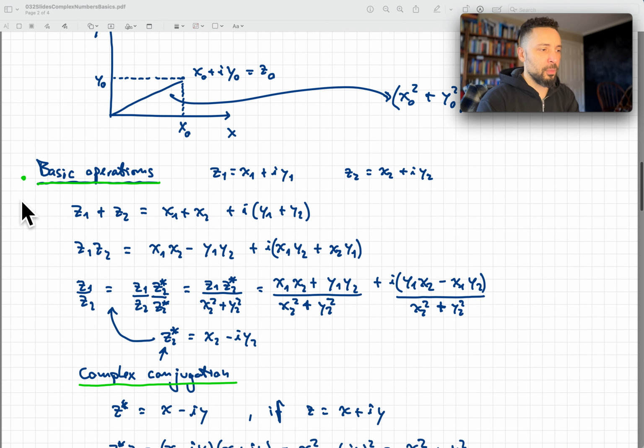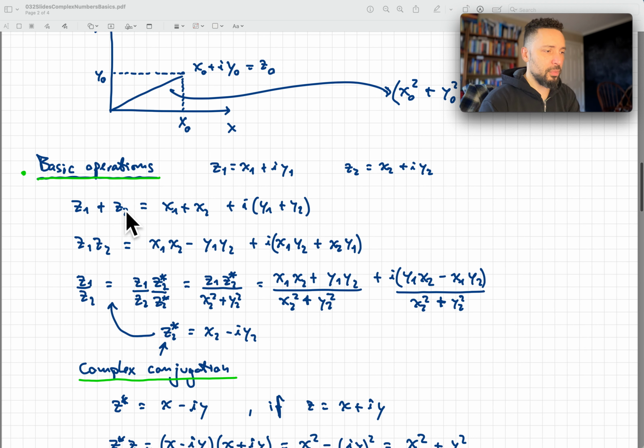For now, suppose we have two of these complex numbers, z1 and z2, with real and imaginary parts x1 plus iy1 and x2 plus iy2. So real part, imaginary part, real part, imaginary part. If you add these two complex numbers, that's a basic operation you for sure want to have. You simply add the real parts with the real parts and the imaginary parts with the imaginary parts. So x1 plus x2 and y1 plus y2 as the imaginary part.